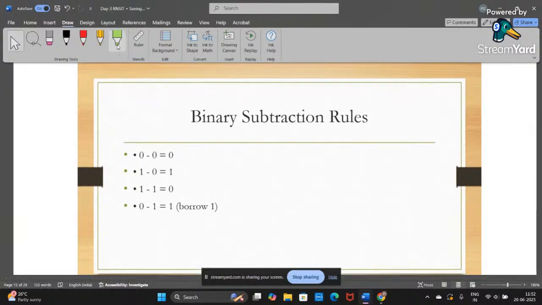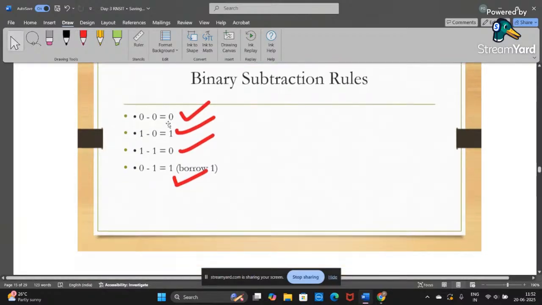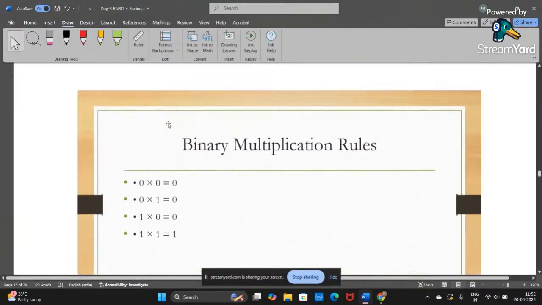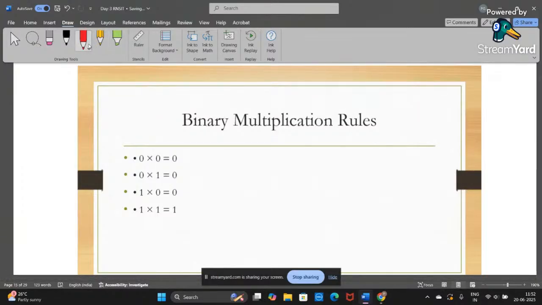Subtraction. 0 minus 0, it is 0. 1 minus 0, it is 1. 1 minus 1, it is 0. But 0 minus 1, it is not possible. We cannot subtract 1 from 0, right? So what we have to do? We have to take a borrow from the next one. Okay? You have to take the borrow. We'll see the problem on this, don't worry. First, we'll see the rules of how to do it.